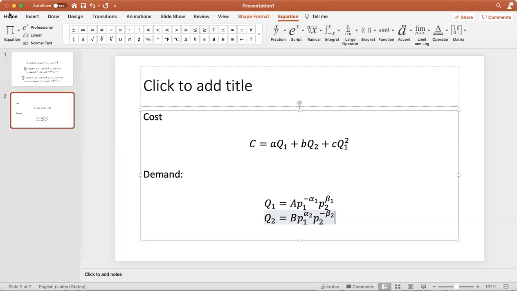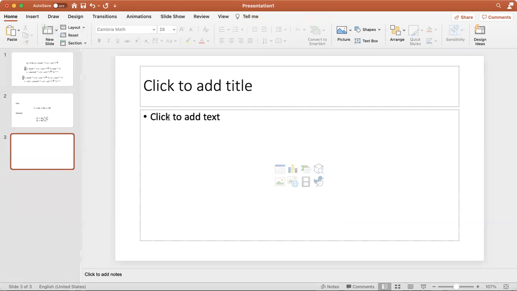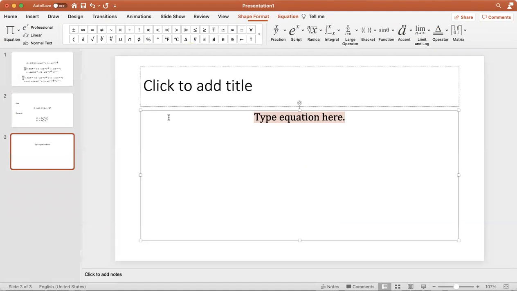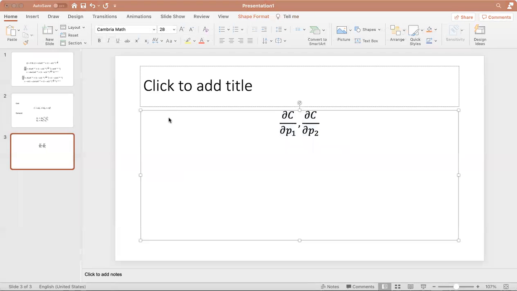So the task here is to solve for the partial of C with respect to P1, and the partial of C with respect to P2. Right? So that's the question.